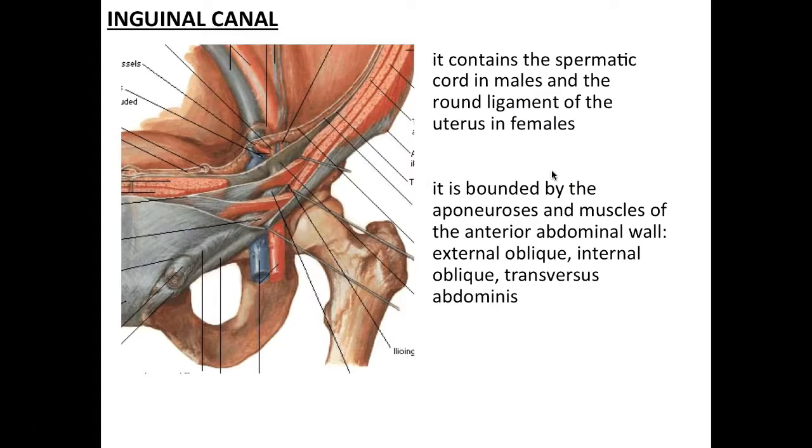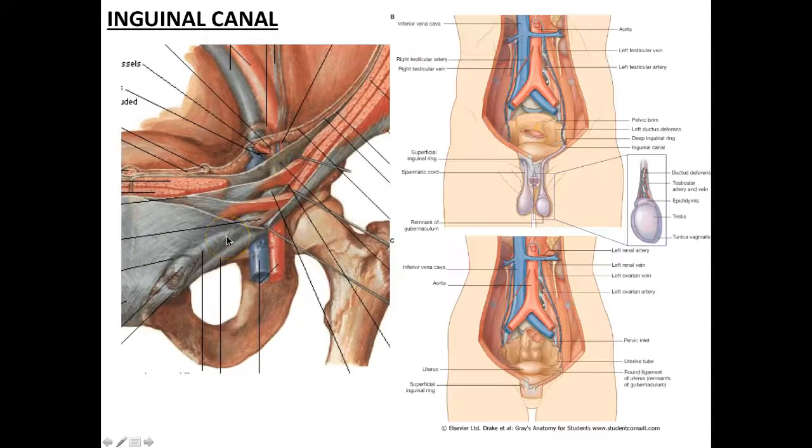So here's a great image of your inguinal canal. Like I said, it's going to contain that spermatic cord in males and the round ligament of the uterus in females. And it's going to be bounded by that aponeurosis of our muscles of the abdominal wall. So here would be your external oblique, internal oblique, and your transversus abdominis. And you could see all those structures moving on through here. Here's your spermatic cord. This happens to be a male, but you could see it creating these walls for that canal to move on through.